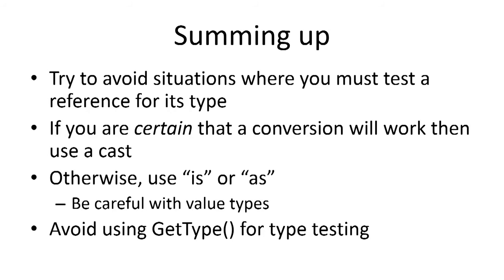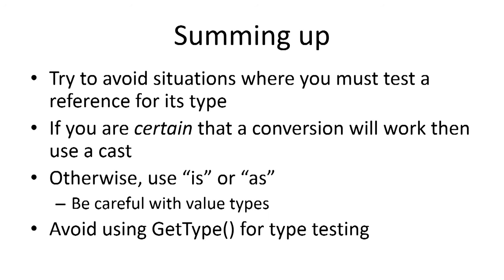All right, summing up, try to avoid situations where you have to test a reference for its type. If you have a method that takes a reference to a base type, then you probably want that method to be treating that object as though it were of the base type, rather than asking, well, are you really of this more derived type? Code that tries to interrogate things to find out what its type really is often inelegant code, easily broken code.